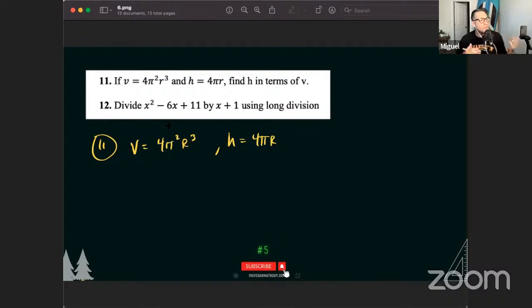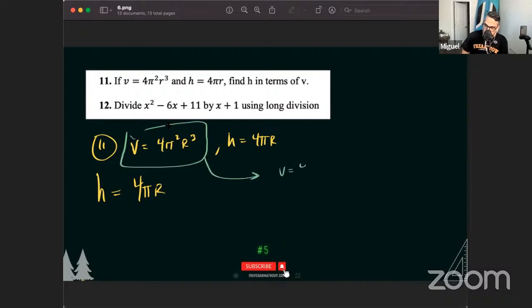Okay, so we have the equation for the volume, which is V. We actually don't know what this is. 4 pi squared r cubed, and then we have H, which is 4 pi r. So they want us to find H in terms of V. And you might think, well, I already have H. It was given to me, 4 pi r. And you're absolutely right. But what they want us to do is they want this to be in terms of V. So what we have to do here with this equation is we have to isolate the r.